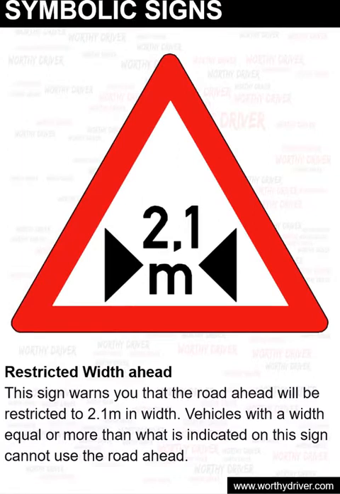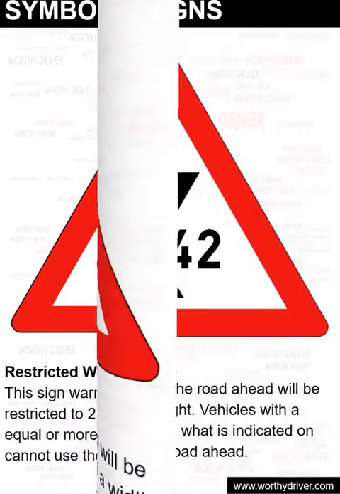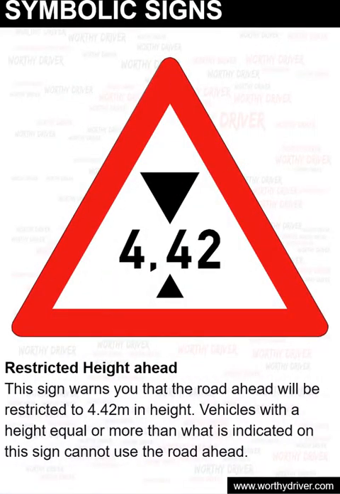Restricted width ahead. This sign warns you that the road ahead will be restricted to 2.1 meters in width. Vehicles with a width equal or more than what is indicated on this sign cannot use the road ahead. Restricted height ahead. This sign warns you that the road ahead will be restricted to 4.42 meters in height. Vehicles with a height equal or more than what is indicated on this sign cannot use the road ahead.